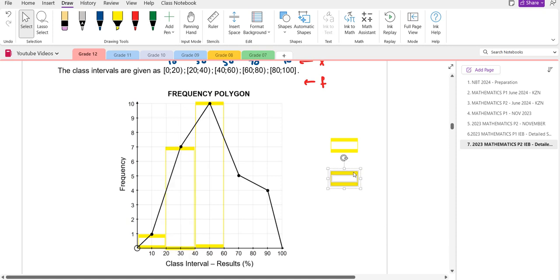And the next one was right here next to that. And the last histogram was right here next to that.